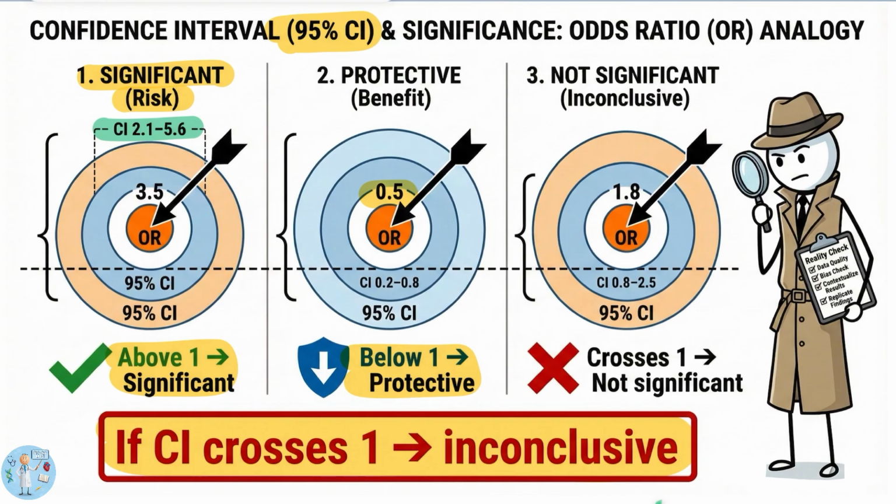But what if it crosses? Okay, so what if the OR is, say, 1.8, but the CI is 0.8 to 2.5? It crosses 1. The bottom of the range is 0.8. So even though 1.8 looks like a risk, because the interval dips below that null value, we can't rule out the possibility that the real answer is 1 and our finding was just due to chance. That result is non-significant. That explanation really helps. The confidence interval is the filter for separating noise from the signal. It keeps the statistical detective honest.